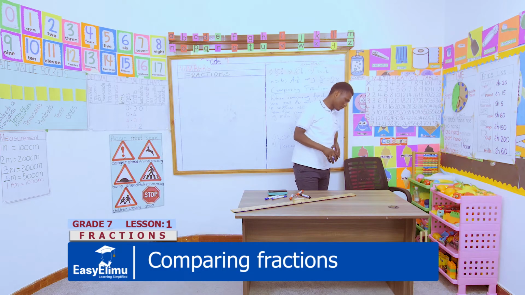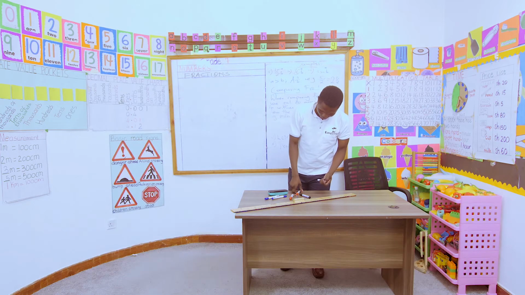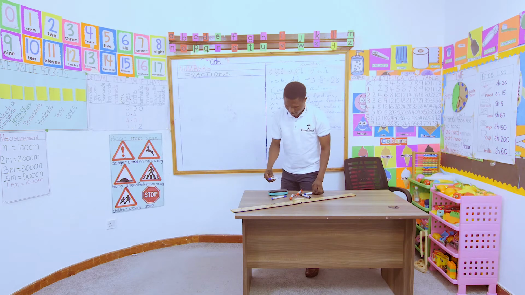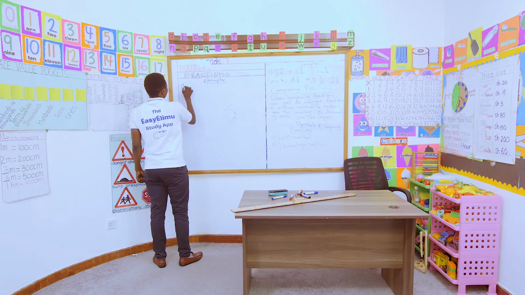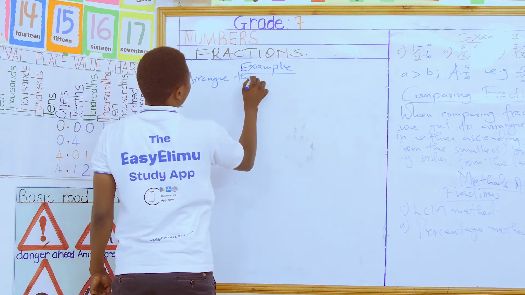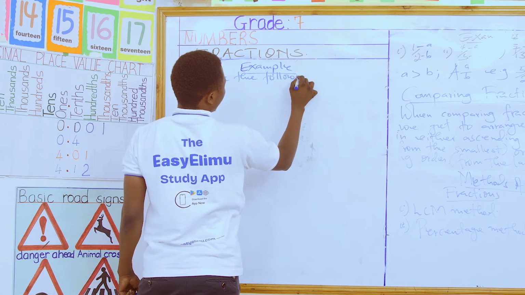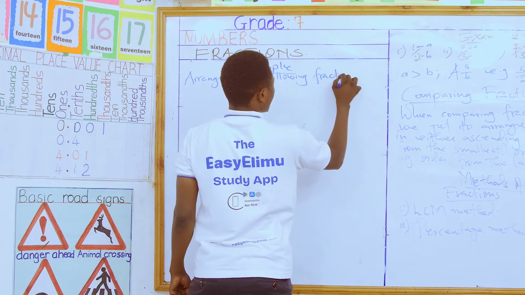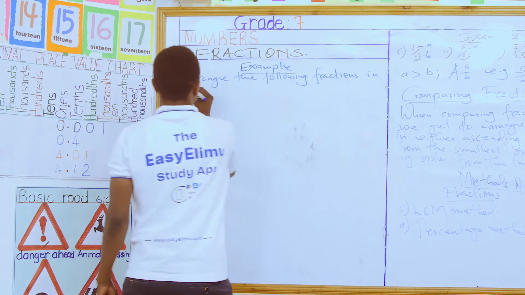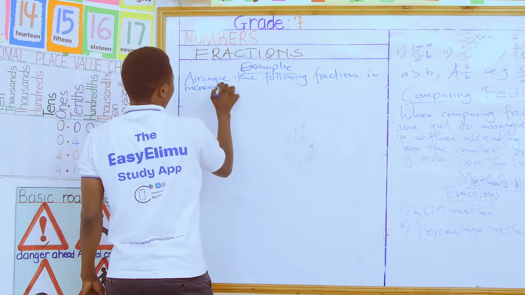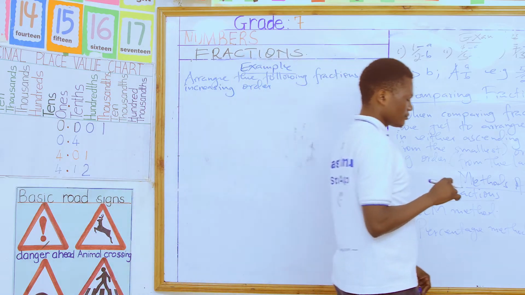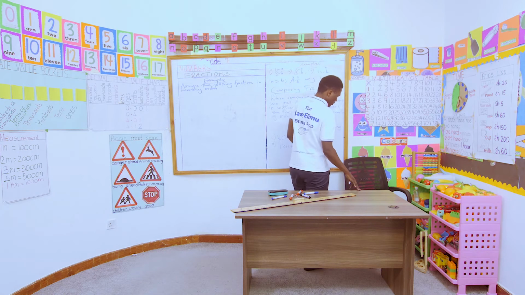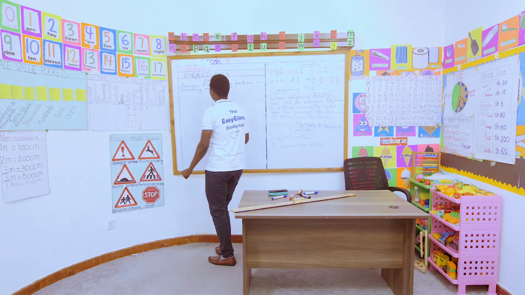Example: arrange the following fractions in increasing order. So the fractions are 1 over 2, 9 over 10, 3 over 5, and a quarter.